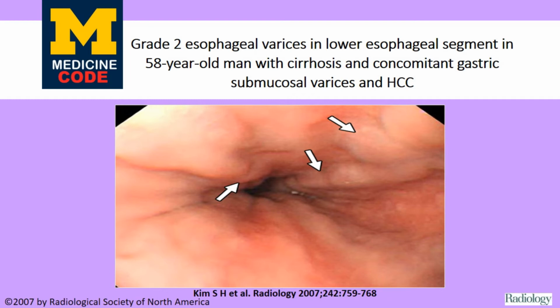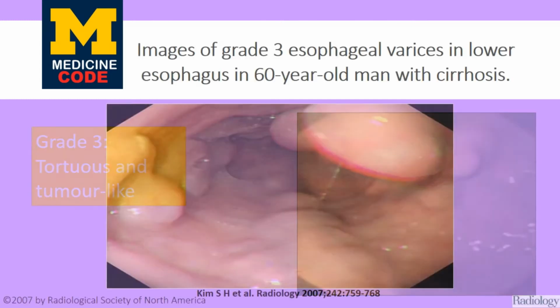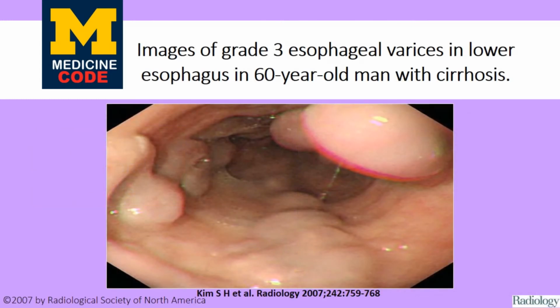Note the arrows. This picture is an example of grade 3 tortuous and tumor-like esophageal varices. This is an image of grade 3 esophageal varices in the lower esophagus of a 60-year-old man with cirrhosis.